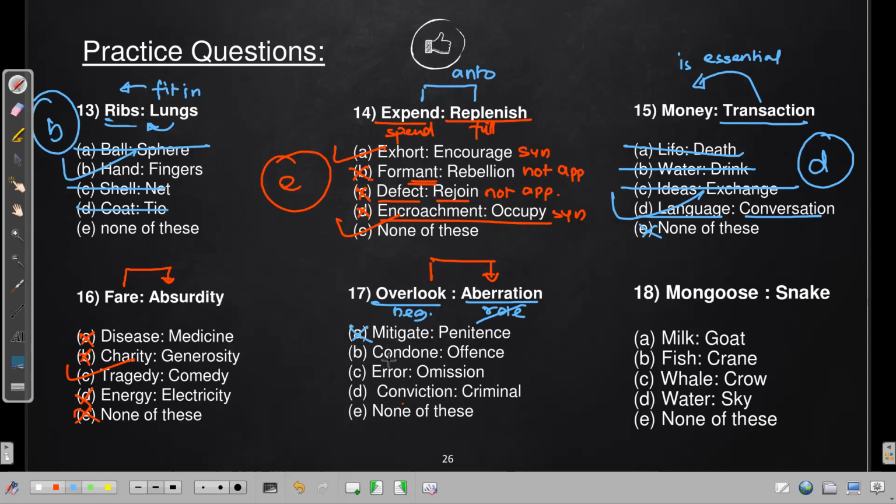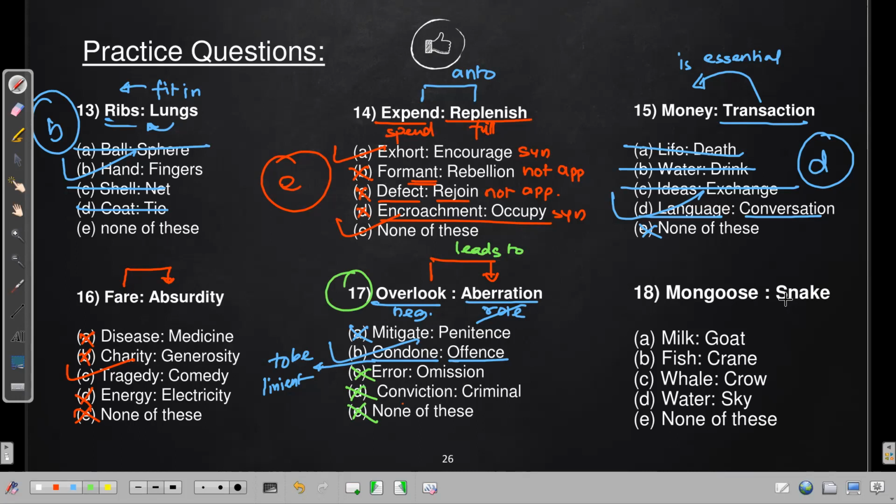Condone and offense is perfectly fine, because condone is actually to be lenient. To be lenient might lead to an offensive scenario, or might lead to an offense. So that kind of goes. So overlook leads to aberration. Similarly, condone leads to offense. Error doesn't lead to omission. Conviction doesn't lead to being criminal. So I think that is where the 17th was very interesting.